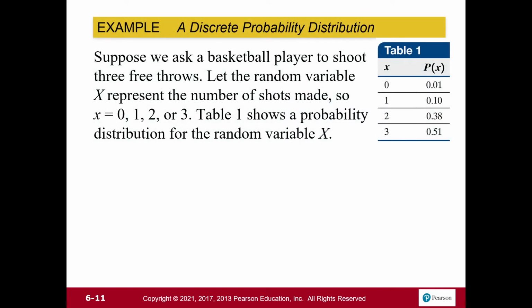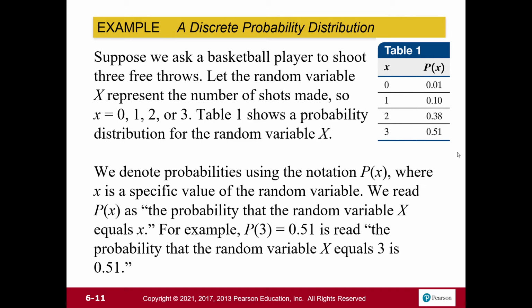Suppose we ask a basketball player to shoot 3 free throws. Let the random variable X represent the number of shots made, so X could be 0, 1, 2, or 3. Table 1 shows a probability distribution for the random variable X. So this is a probability distribution table here, and it looks like all of the probabilities will add up to 100%. All right, we denote probabilities using the notation P of x, where x is a specific value of the random variable.